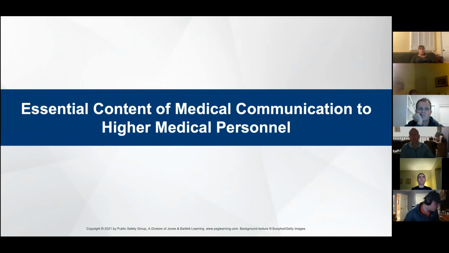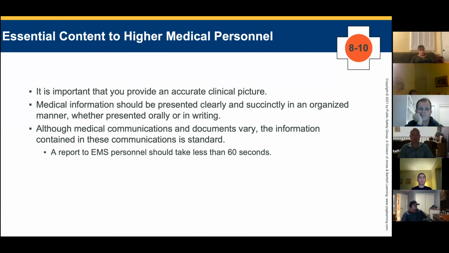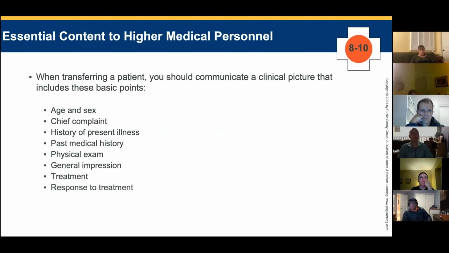Now we're going to talk about essential communication as we do a handoff. It's important that you provide an accurate picture. If we do a 911 call, we will get the rescue ambulance in, and they will typically be the first ambulance on scene. The city ambulance, you're looking at typically 45 minutes to an hour. If there's a helicopter, it takes a while to get here. We need a way to get the patient to a safe spot for the helicopter to pick them up. So we need to tell rescue exactly what's going on. It shouldn't take very long, about a minute or less. Again, same information when we're transferring: age, sex, chief complaint, history, past medical, physical exam, general impression, treatment, response to treatment.